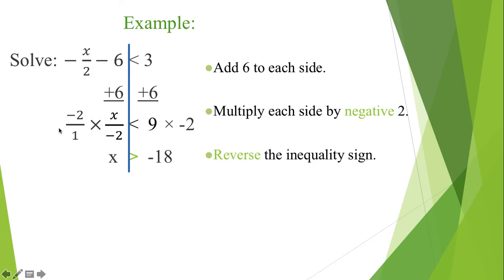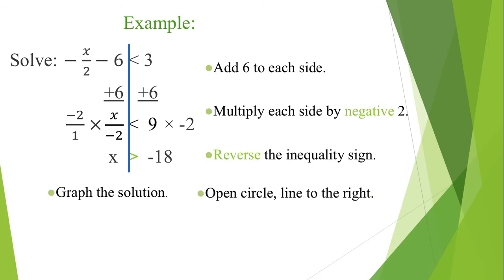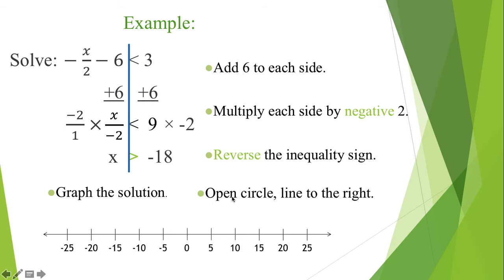Now here we'll just cross out -2 and -2. Leave the 1 here. We are left with x is, let's flip it because we multiplied with a negative number on both the sides. So the inequality is greater than -18. Let's graph the solution. The circle will be an open circle because -18 is not included. And -18 will be in between -15 and -20. And it says greater than, so it moves towards the right side.